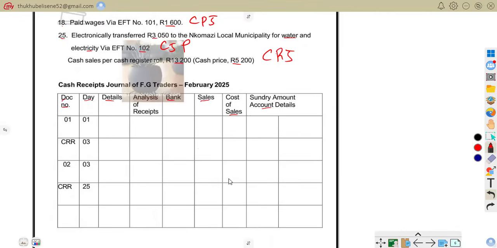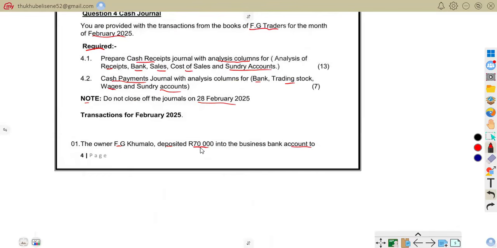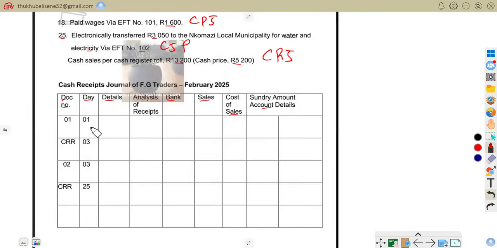So now let us do our cash receipts journal. So remember, on the first, we were told that the owner, FG Kumalo, deposited how much? 70,000 for capital contribution. So let us record it here. Meaning we are going to have this document number we're already given, even the day we are already given. So where are we going to deposit this money? Into our bank.